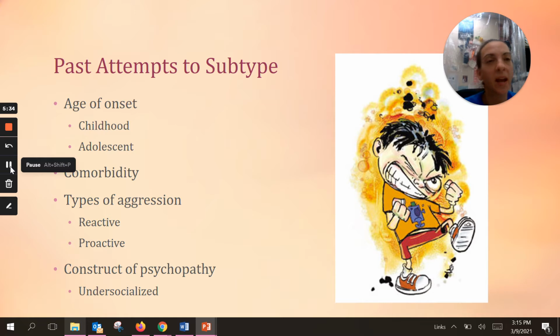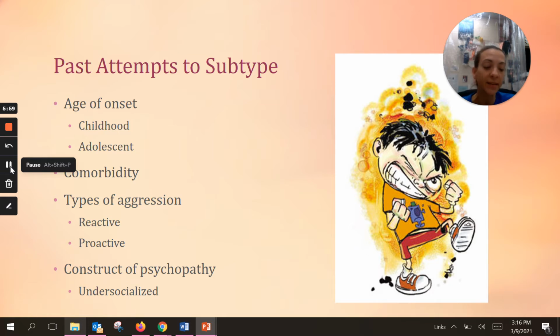There's just too many, so it's hard to get good research on those students who don't have ADHD comorbid with a disruptive behavior disorder. The next is the type of aggression, and there are two types of aggression that they focus on, reactive and proactive. Reactive aggression is often impulsive, but it's only in response to a threat or provocation.